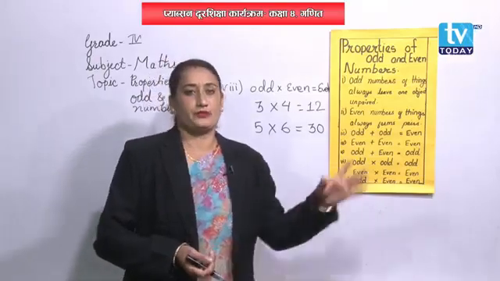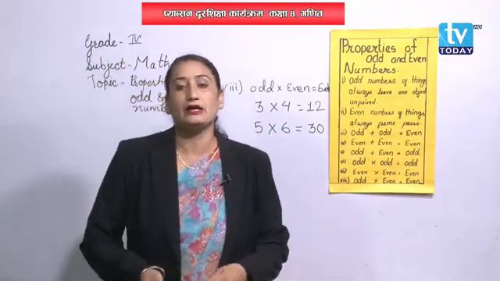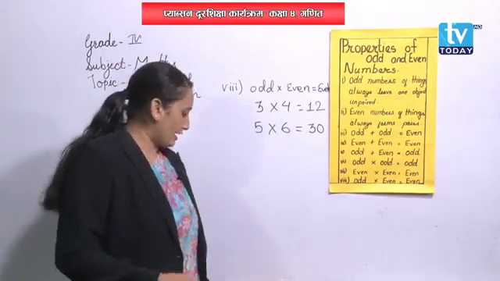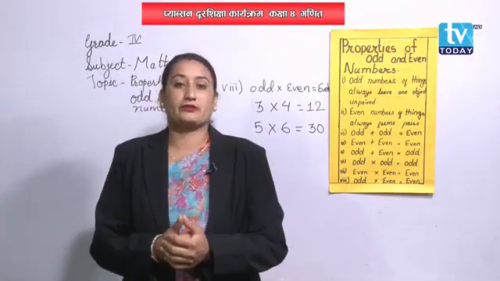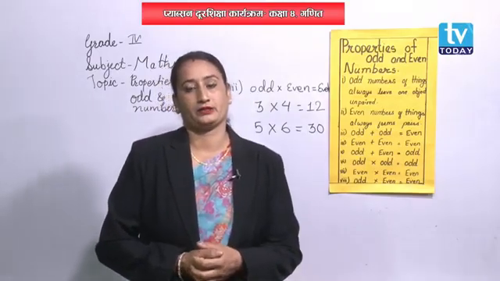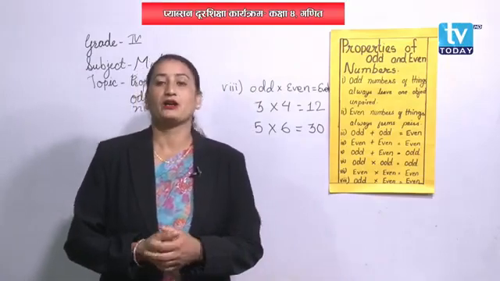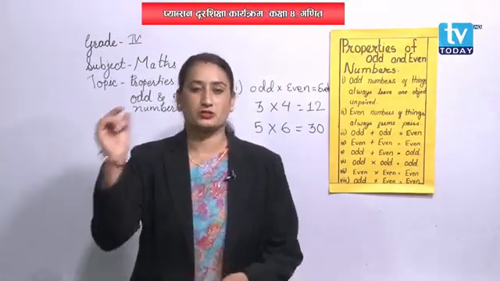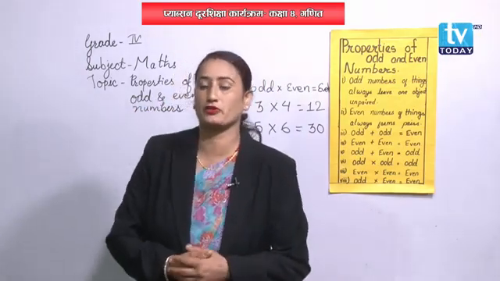So students, if we multiply an odd and an even number, obviously we will get an even number, right? Okay, now have you remembered all the 7 properties of odd and even numbers? Yes or no? Of course, if you are not writing in your notebook, here is a short review of all these properties. Please go on copying in your notebook.